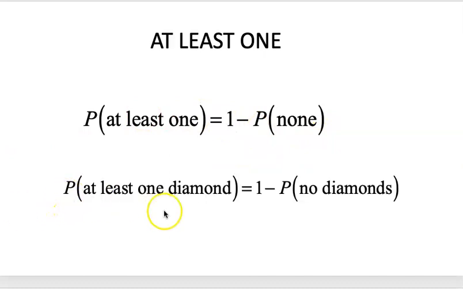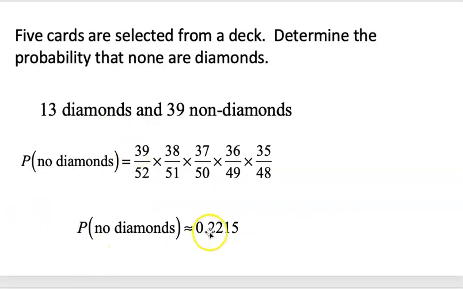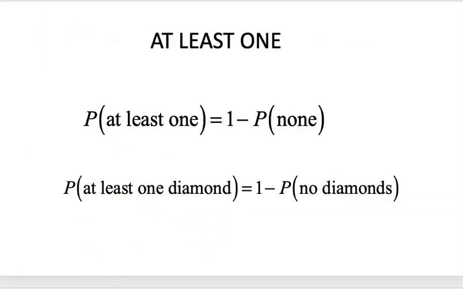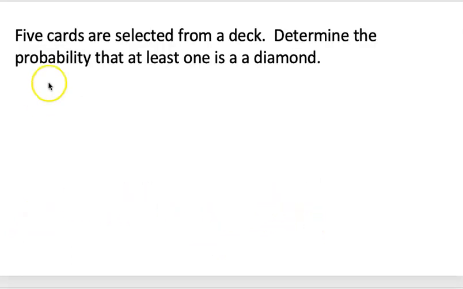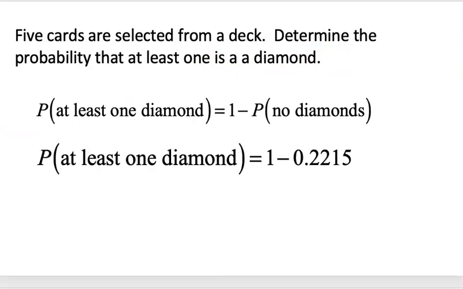So if I want the probability of at least one diamond, that's 1 minus the probability of no diamonds, which we just did. Up here we showed the probability of no diamonds with 5 cards drawn was 0.2215. So at least one diamond is 1 minus the probability of no diamonds. So again, here's our question. 5 cards are selected from a deck. Determine the probability at least one of them is a diamond. We did that previously. The probability of at least one diamond is 1 minus 0.2215, which gives me approximately 0.7785.